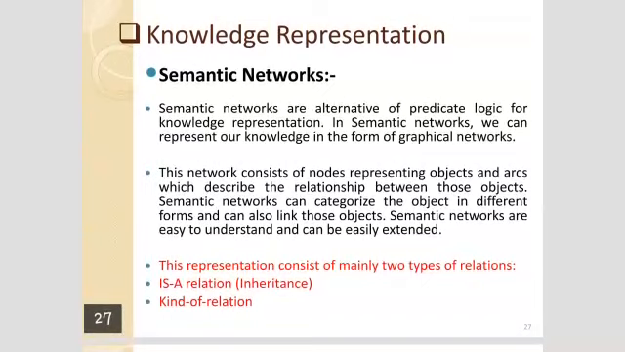A semantic network can categorize objects in different forms and can also link those objects. Semantic networks are easy to understand and can be easily extended. This representation consists mainly of two types of relation, the is-a kind of relationship and the kind-of relationship.